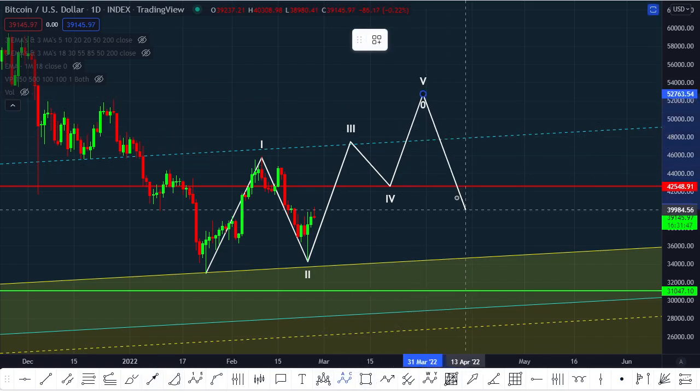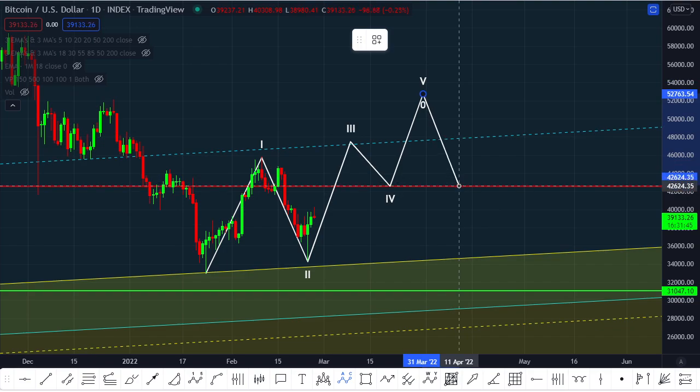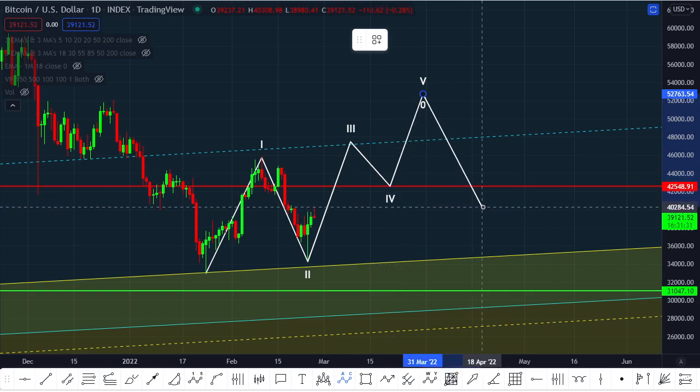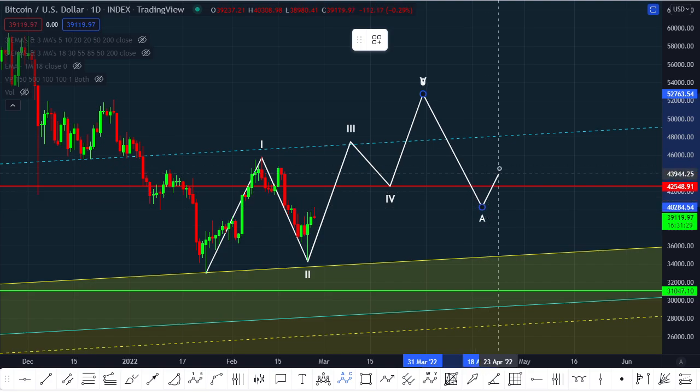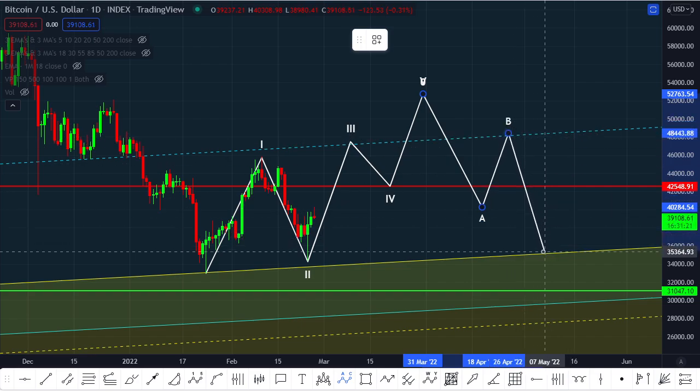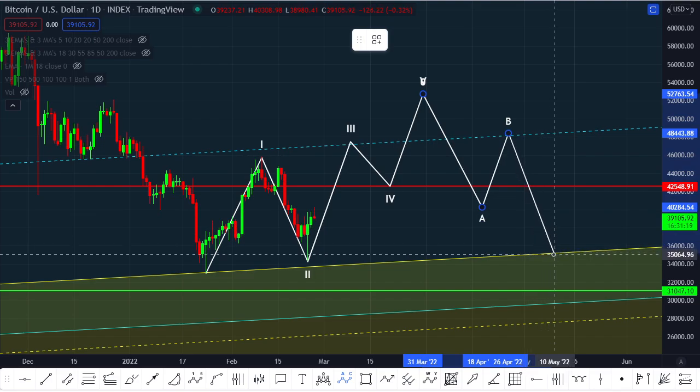Now, the ABC correction is debatable. It could go in different ways. But what I could tell you for sure is you don't want your A to drop below your wave 4. Because if your A drops below your wave 4, which is 42,500, then this is a lower low being formed. So what happens later is a lower high, which is basically your B formation. And then after that, you have a lower low again, which is your C formation. So you might tap this area one more time.